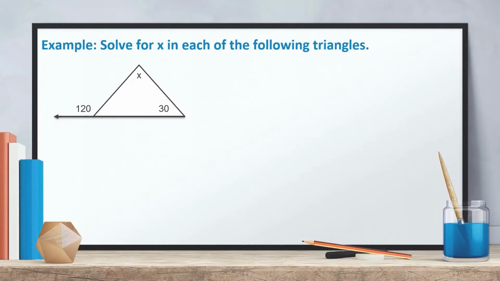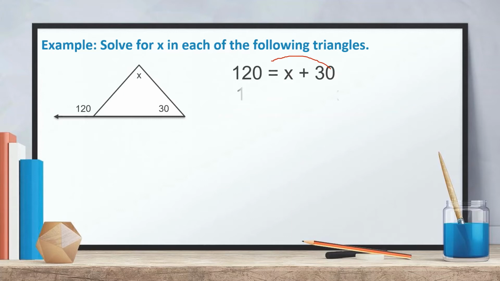Now, let us solve for x in each of the following triangles. On the given triangle, 120 is the measure of the exterior angle. x and 30 are the measures of the two remote interior angles, respectively. The exterior angle 120 is equal to the sum of the two remote interior angles x and 30. So we have 120 is equal to x plus 30. To solve for x, combine similar terms. So we will simply transpose 30 to the other side of the equation.